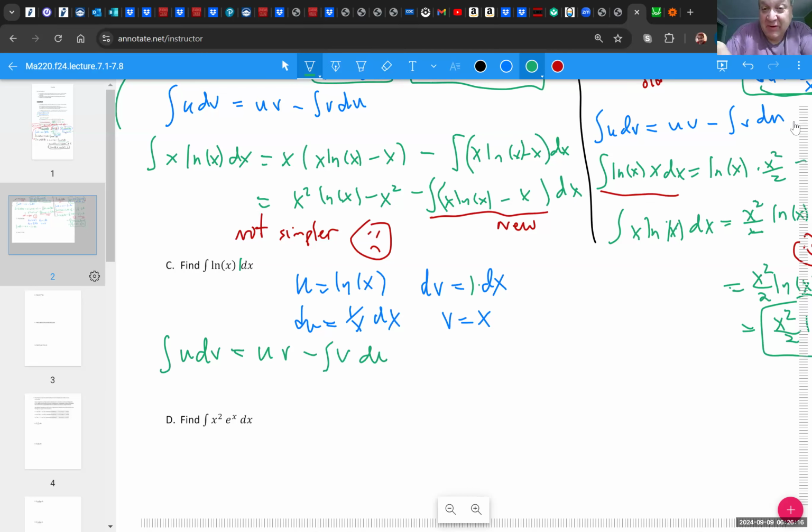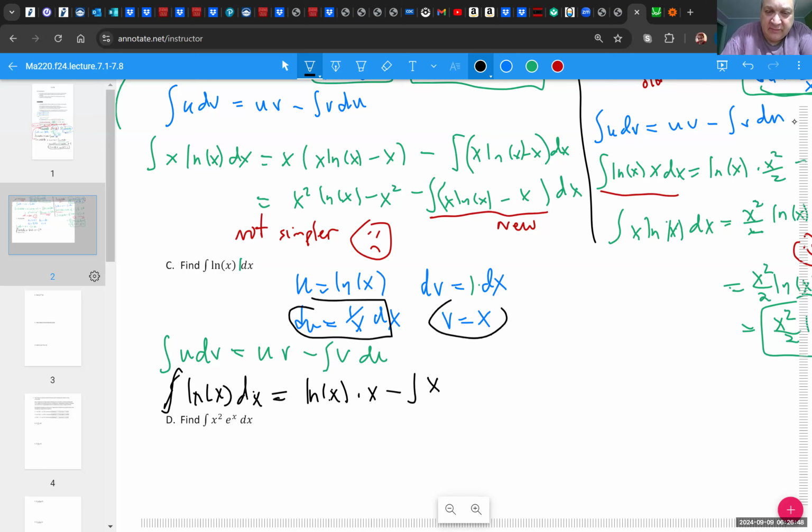Okay, so integral, what's u? U is ln x. dv is just 1 dx, or just dx. And I get uv. So u times v is ln x times x. And then that's minus the integral of v du, v being x, and du being this guy right over here. This is du, this is v. So v du is x times 1 over x dx.